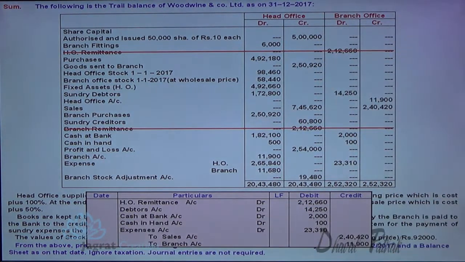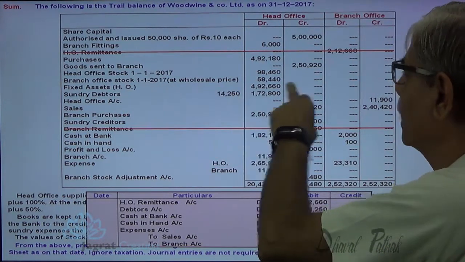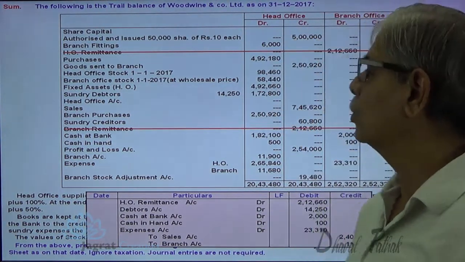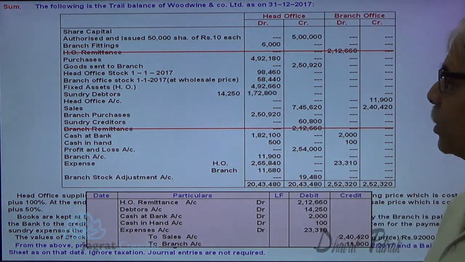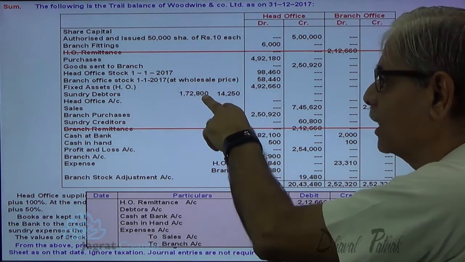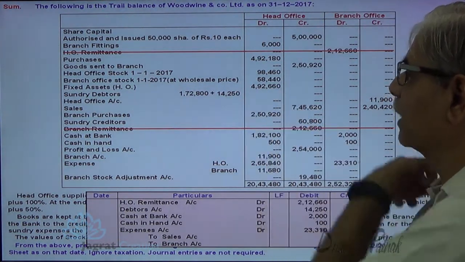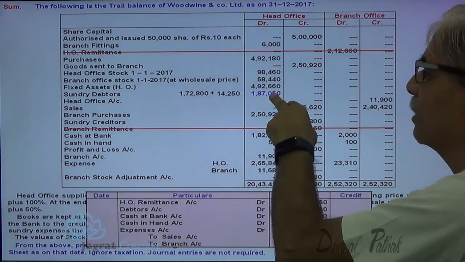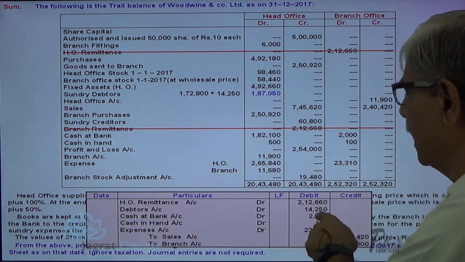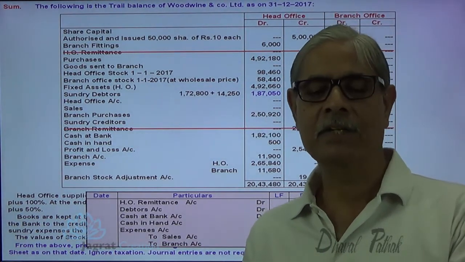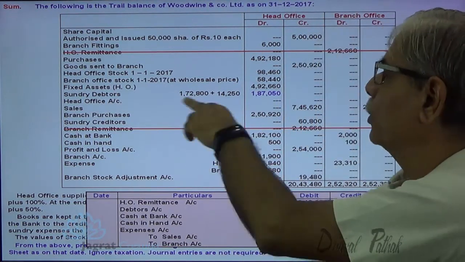Now debtors account debit 14,250. Now these 14,250 are debtors. So these 14,250 are the debtors of the branch taken by HO. So it is merged in the trial balance of HO. So here 1,72,800 is already there. So 1,72,800 plus 14,250. This total I will write in the outer column. So 1,87,050 will be the total debtors after absorption of branch debtors. So branch debtors are merged with HO debtors and total debtors are recorded.